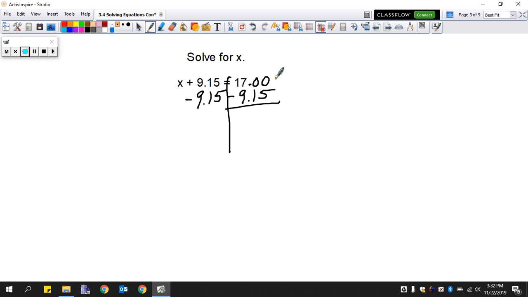When we subtract, the 7 borrows and turns into 6. The 0 turns into a 10. You borrow again, it becomes a 9, and this 0 becomes a 10. 10 minus 5 is 5. 9 minus 1 is 8. Bring your decimal point down, because remember we lined up our decimal points. And the 17 becomes 16, minus 9 is 7. So this over here cancels out, and x is equal to 7.85.